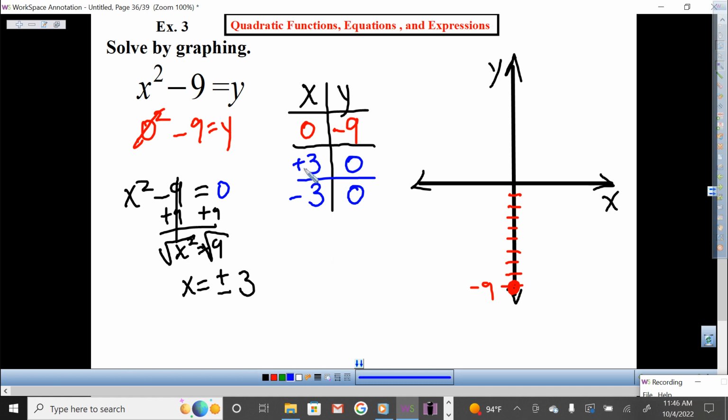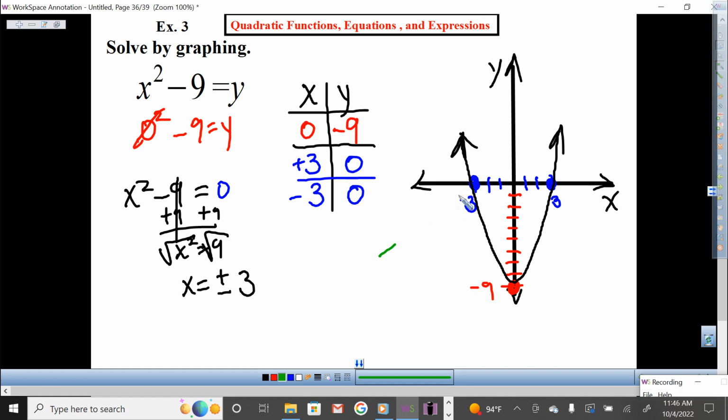Let me graph the other two. This is 3 of x, 0 of y. 3 of x, 1, 2, 3. And there's my other point. And let's graph negative 3 of x, 0 of y. So we go 1, 2, 3. There's my point. And now to graph, we go from left to right, connecting those points, and you can curve it. Look up. I'm going to start on the left side. And that's our graph.